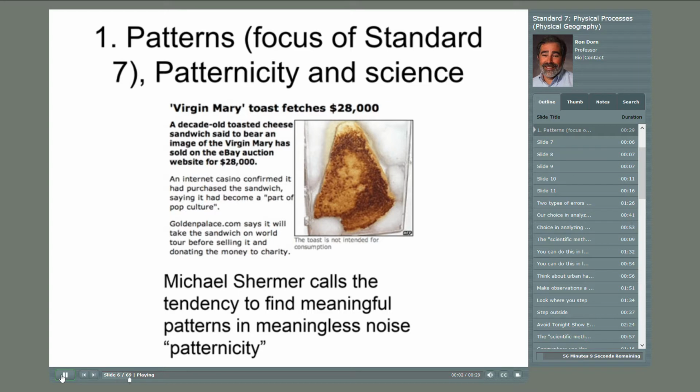According to Michael Shermer, our brain has evolved to find patterns. It's what we do. You see patterns in everything. People even see the Virgin Mary in a piece of toast. And Michael Shermer calls this tendency to find even meaningful patterns in what are clearly meaningless noise, patternicity. Patternicity and science, well, it's what this standard is all about.